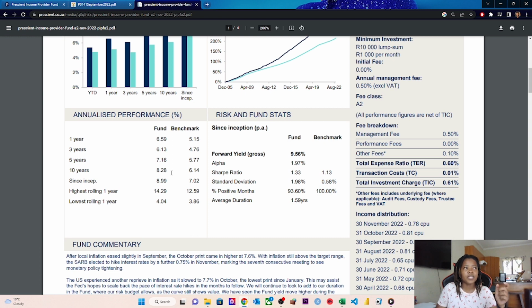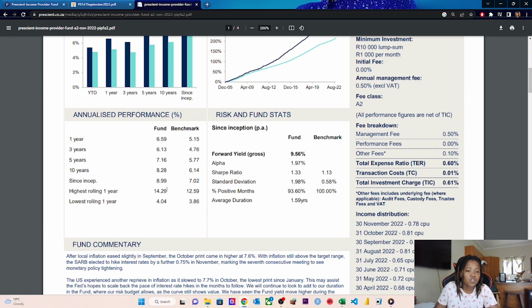So inflation is typically, is it 6.5? 6.5 is quite high now. It's typically between 3 and 6%. So let's say 4.5 is the midpoint. But recently it's been on the higher end of the band, about 6 something. So what this is basically saying is 1, 3, 5, 10, and since inception, you're doing better than inflation if you put your money in there, which is always good.